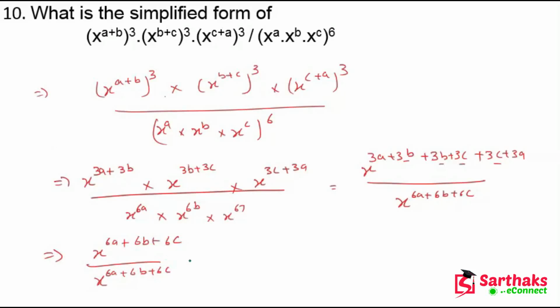So here we can write it as x raised to power 6a plus 6b plus 6c minus 6a plus 6b plus 6c. Now because the base is same, we can subtract the power. So this will become x raised to power 0, and this is 1, because 6a minus 6a is 0, 6b minus 6b is 0, 6c minus 6c is 0. So here we get 1 in the answer. I hope you get this point, my dear friend.